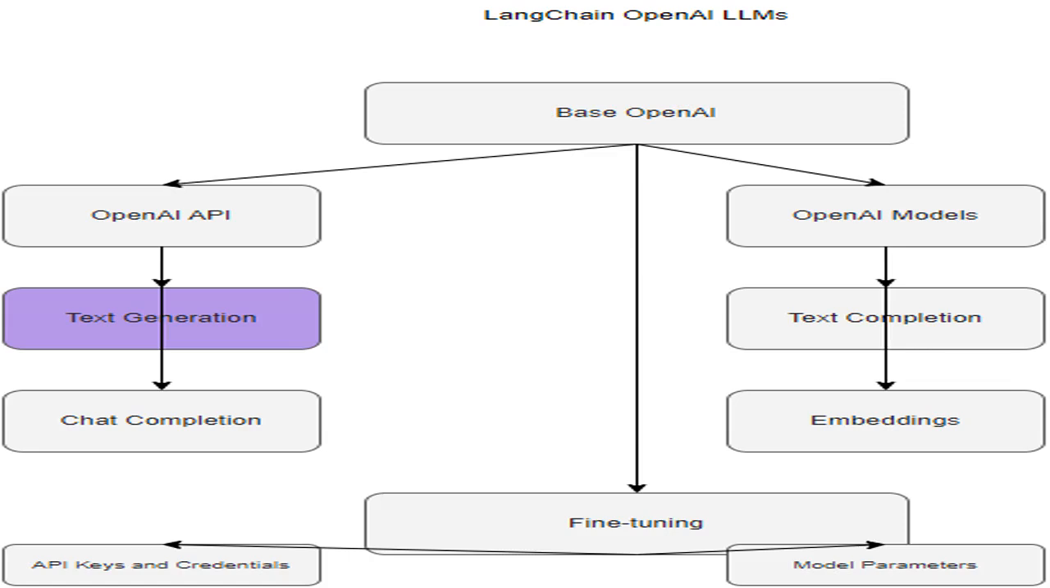Text generation: generating coherent and contextually relevant text based on user input or prompts. Text completion: completing partially written text or generating text based on a given context. Chat completion: enabling natural language conversations with a chatbot-like experience. Embeddings: converting text into numerical representations for tasks like similarity comparisons and semantic search. Fine-tuning allows customizing the behavior of OpenAI models by training them on specific datasets or tasks. Model parameters are adjusted for specific domains or applications to enhance model performance.